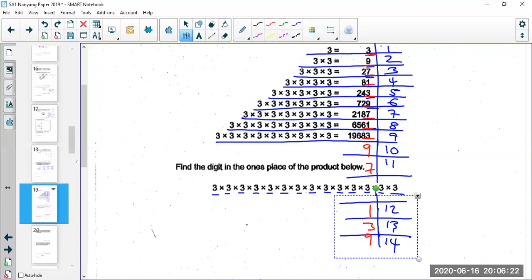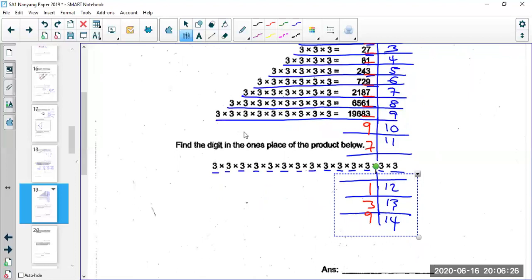So what is pattern 14? So pattern 14 has what digit in the ones place, which is 9. So your answer is 9. Do you get 9? You got 9. Okay, actually, I thought it was a little bit hard, right? A bit hard for you, but you got it. So well done.